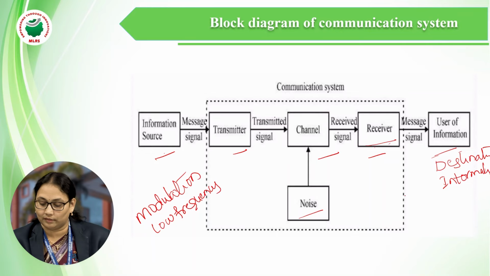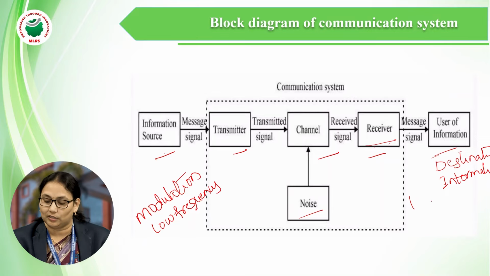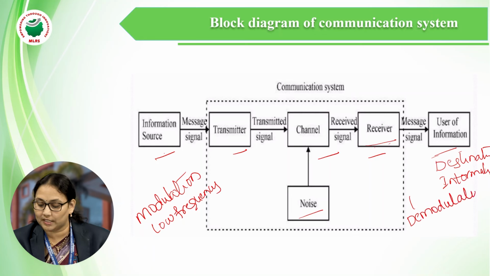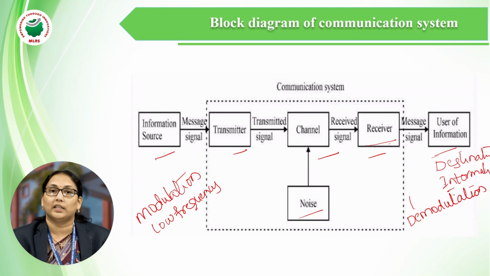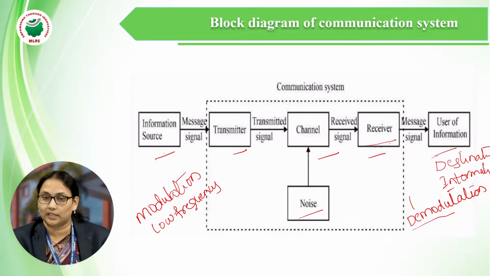So we need to recover the low frequency signal and remove the high frequency signal. That process is called demodulation. Demodulation is the reconstruction of the original message signal. The total process of reconstruction of the original message signal is called demodulation. Demodulation is done at the receiver side.